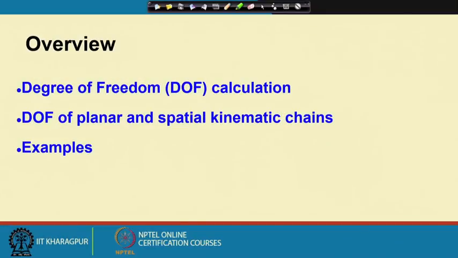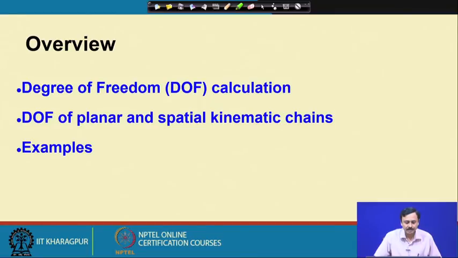So, in today's lecture, we will start with the calculation of degree of freedom or DOF. In the course of the lectures, we will look into the calculation of degree of freedom of planar and spatial kinematic chains with examples. So, the question first that arises is, how do we define degree of freedom?